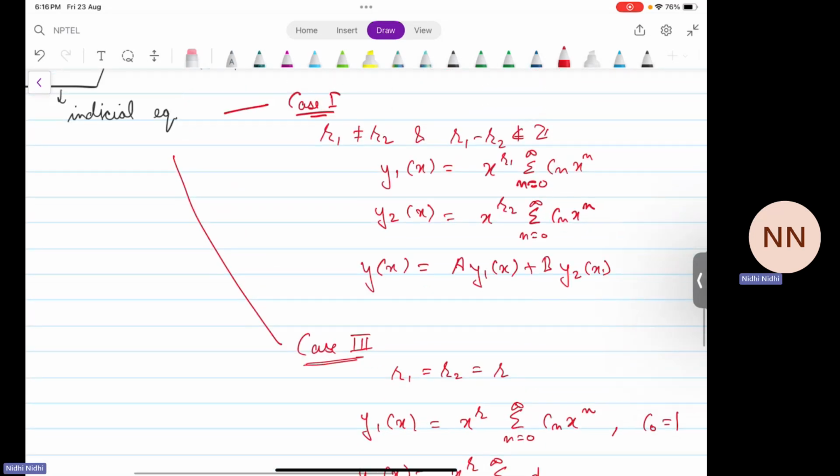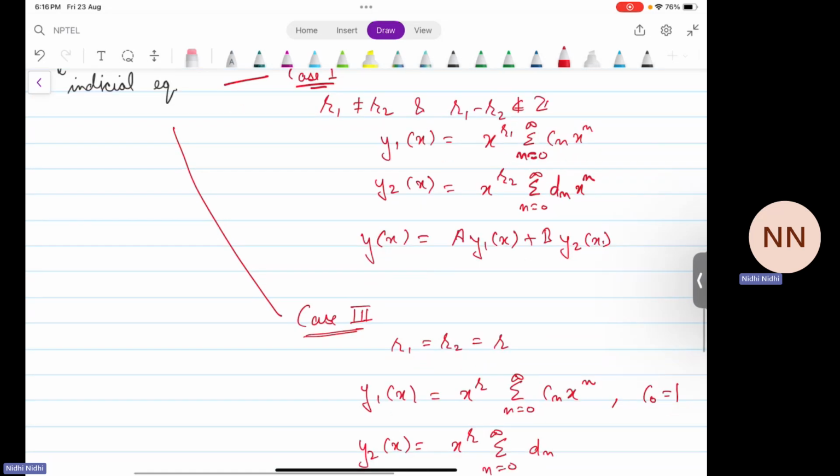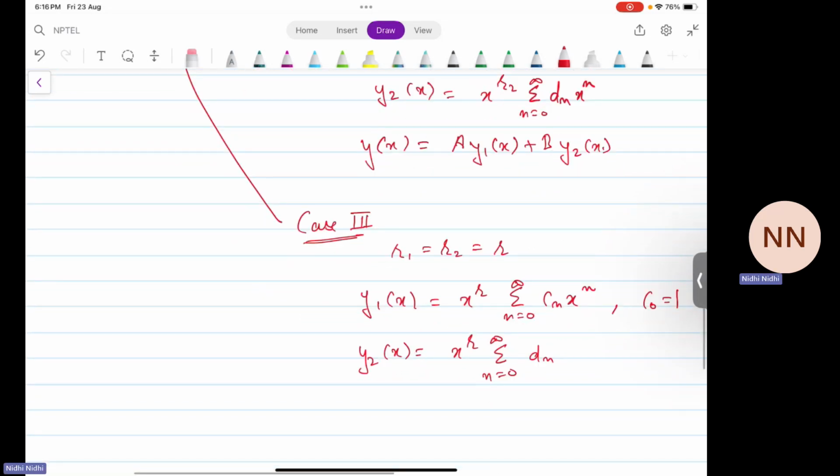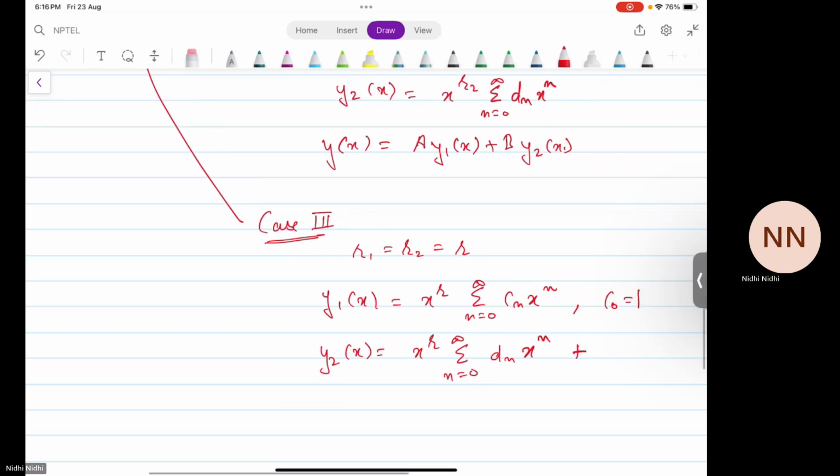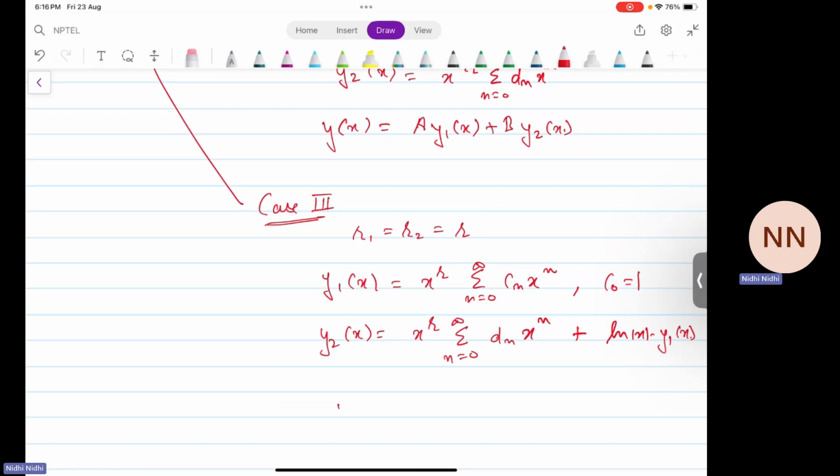Here also let's take this as something else, because in both cases the coefficients will be different. dn x to the power n plus log x times y1(x). One can easily see that this y2 will also satisfy the given equation, and our general solution would be given by y(x) is equal to a y1(x) plus b y2(x).